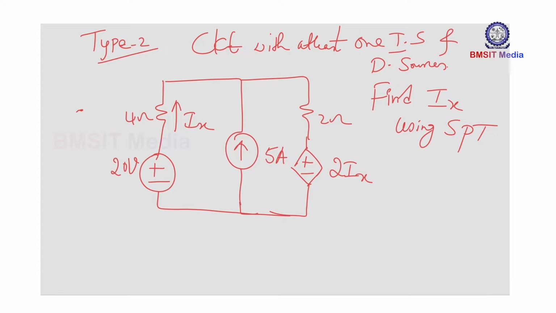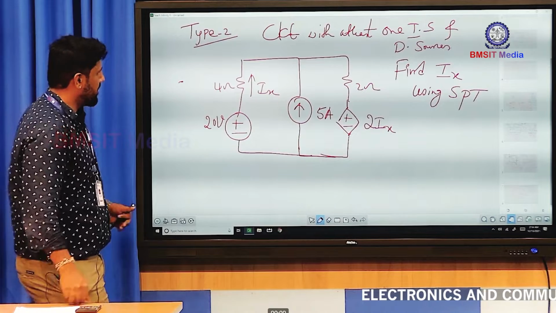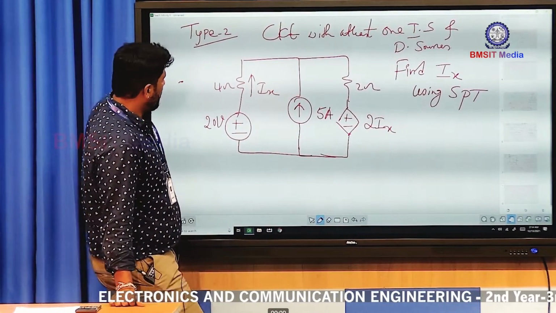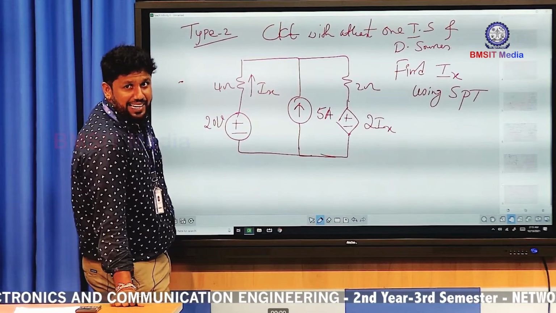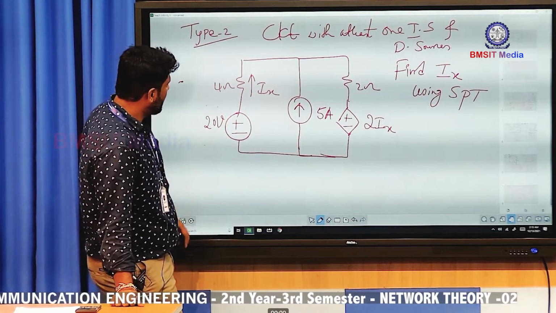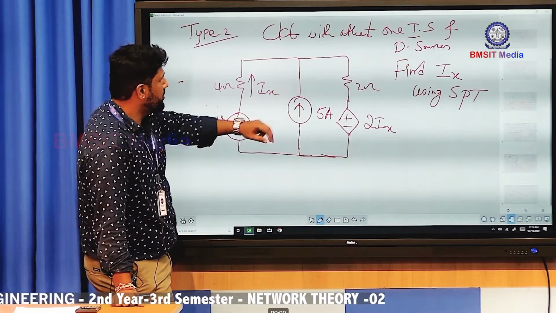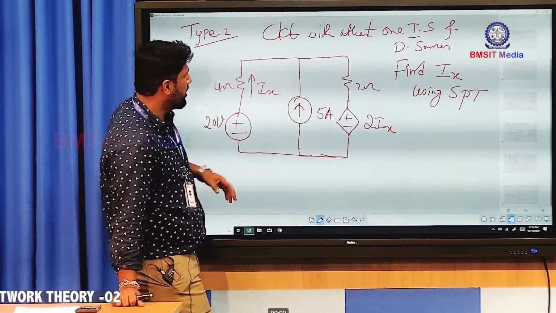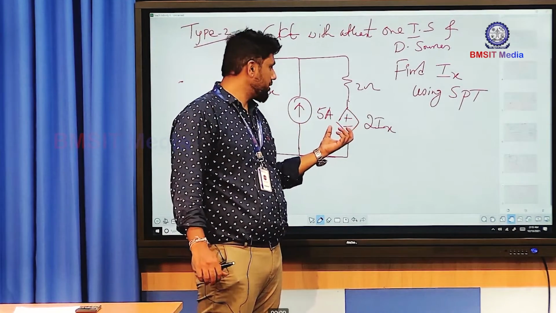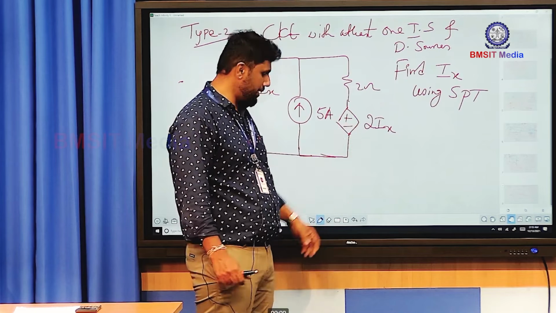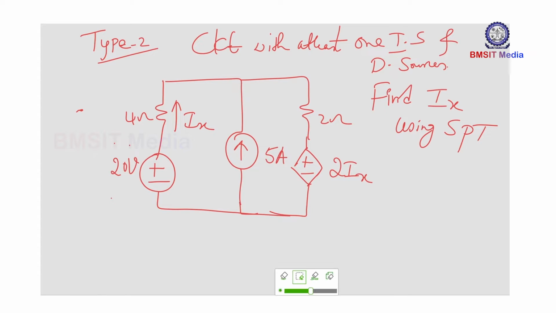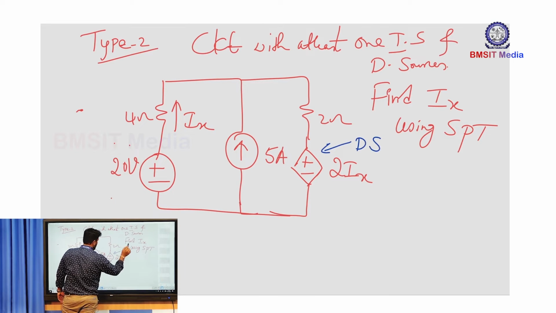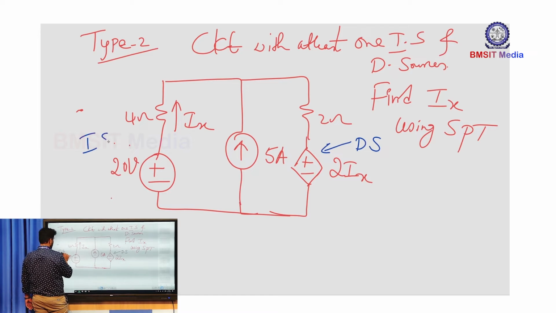In a given network, you can identify there are a total of 3 sources which are given here. In that, 2 of them are the active sources. One is your 20 volt voltage source and the other one is a 5 ampere current source. They are the active or independent sources. And the other one, which is represented in a diamond form, is a dependent source. So this is a dependent source here, and these 2 are the independent sources.